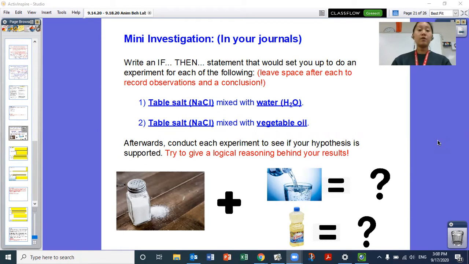Okay, so for the first hypothesis, the setup is basically going to be if we pour table salt, NaCl, into water, H2O, then, and you're going to tell me if you think it dissolves or not. And your second hypothesis is going to be if we pour table salt, NaCl, in vegetable oil, then blank. You're going to tell me if you think it's going to dissolve or not.